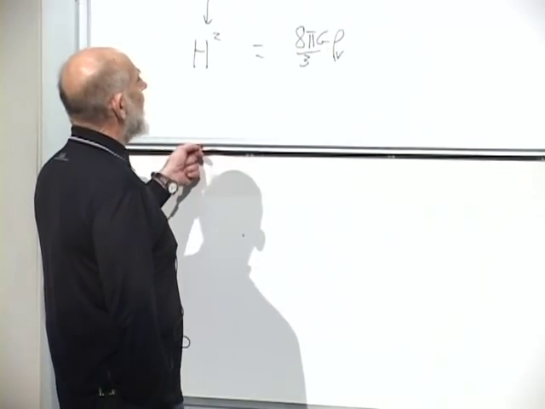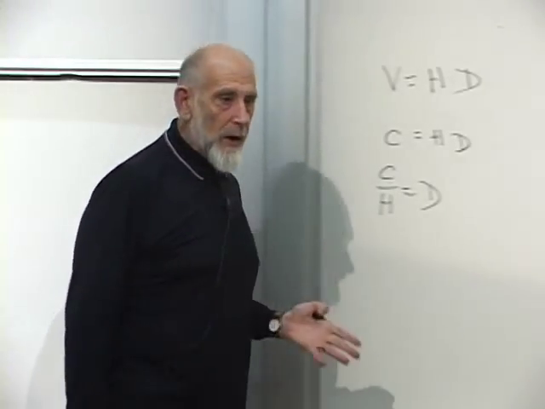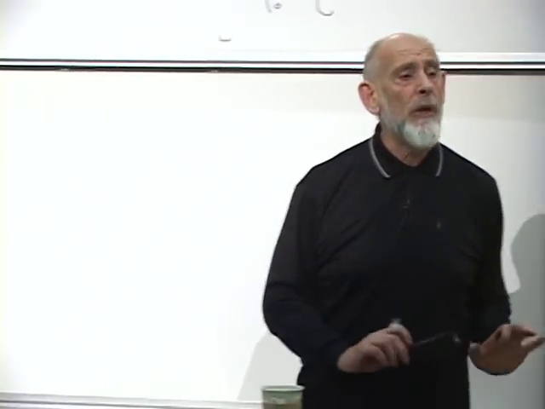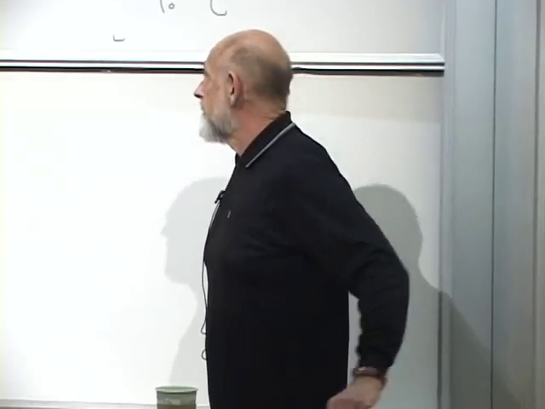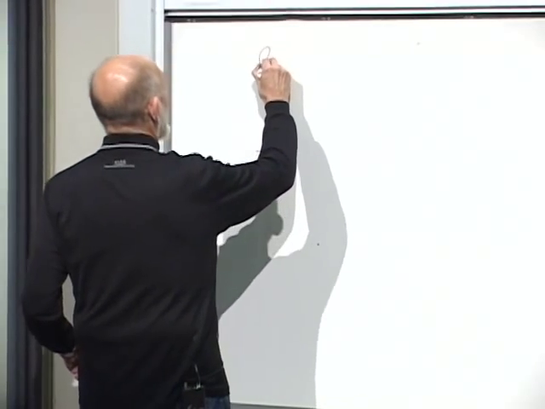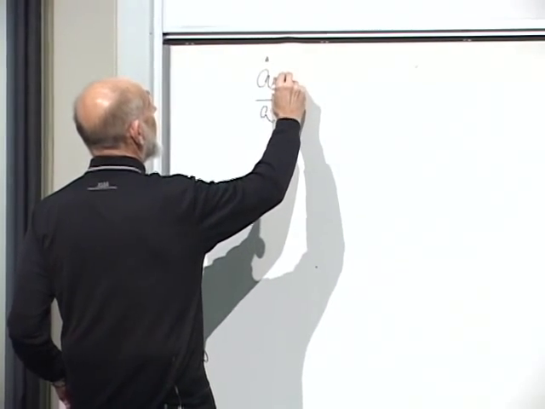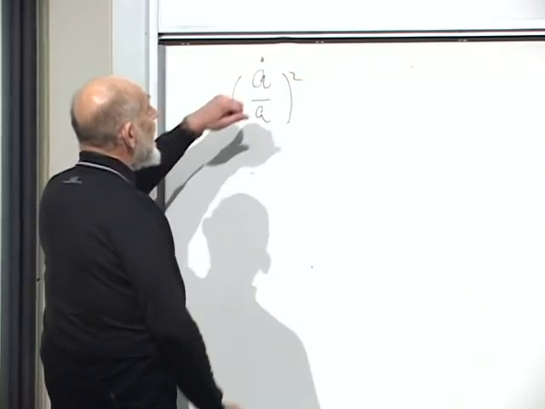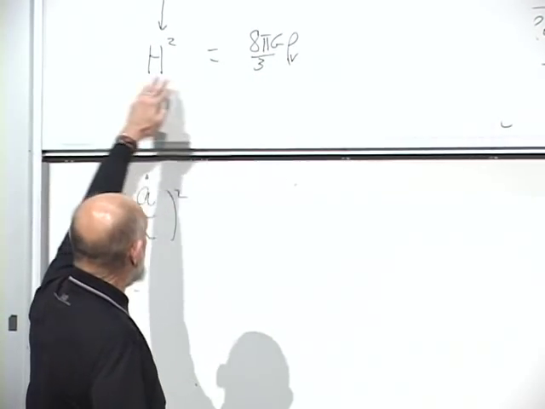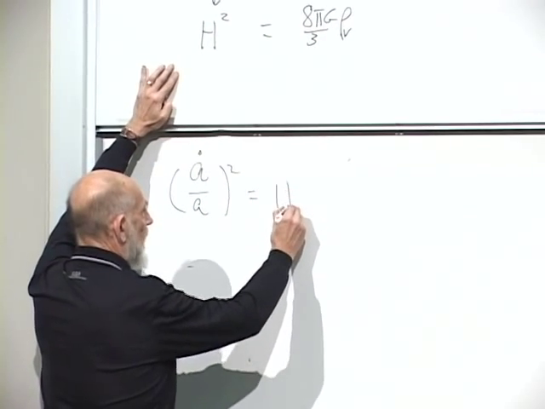But let's see now if we can solve Einstein's equations for an expanding universe, under the assumption that the only energy density is vacuum energy density. All right. So what do we have? We have A dot over A squared is equal to 8 pi G over 3 times rho, but that's just the number H squared. Let's just call it H squared.